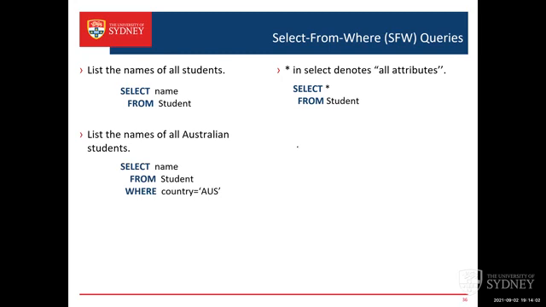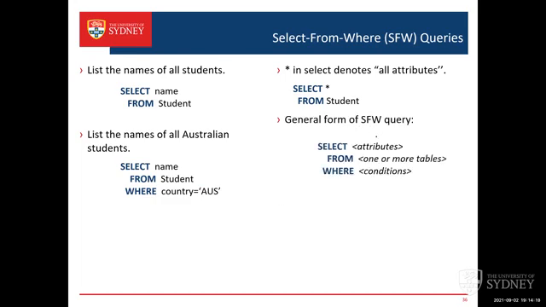If I want to put some conditions, for example, select all the students who are from Australia: select the name from the student table where country is equal to Australia. Okay, very simple to understand, and just writing this line will get the output. I will show you. So this is the general format.